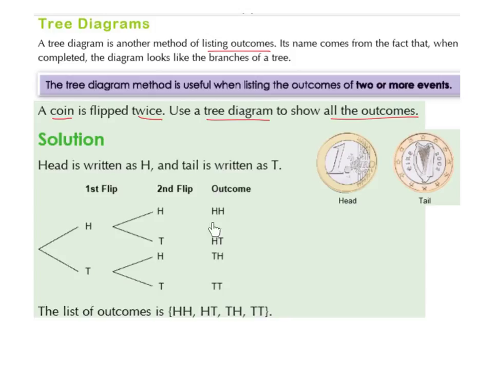So we have four possible outcomes if a coin is flipped twice. So the list of outcomes is head head, comma, head tail, comma, tail head, comma, tail tail. So there are four possible outcomes if we flip a coin twice.